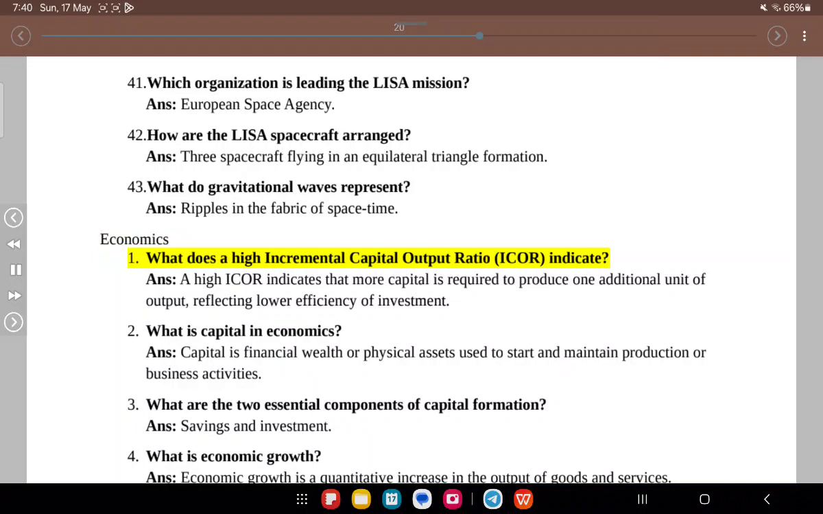Economics. 1. What does a high incremental capital output ratio (ICOR) indicate? Ans. A high ICOR indicates that more capital is required to produce one additional unit of output, reflecting lower efficiency of investment. 2. What is capital in economics? Ans. Capital is financial wealth or physical assets used to start and maintain production or business activities. 3. What are the two essential components of capital formation? Ans. Savings and investment.